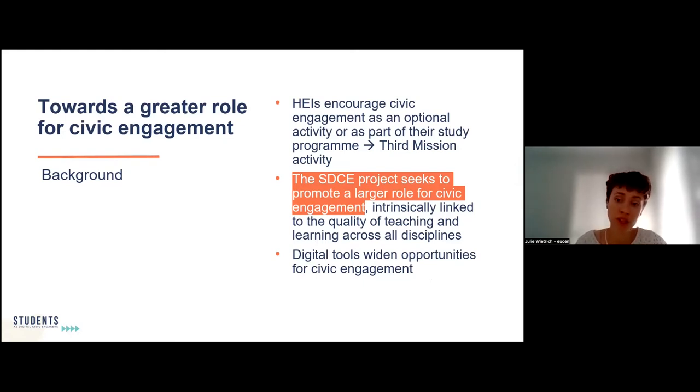The SDCE project seeks to promote a larger role for civic engagement, intrinsically linked to the quality of teaching and learning activities across all disciplines. And indeed, researchers have found a consistent and significant relationship between civic engagement and academic engagement. Engagement activities foster student civic responsibility, raise students' awareness of diverse community needs and social problems, and equip them with the necessary competencies for facing societal challenges.